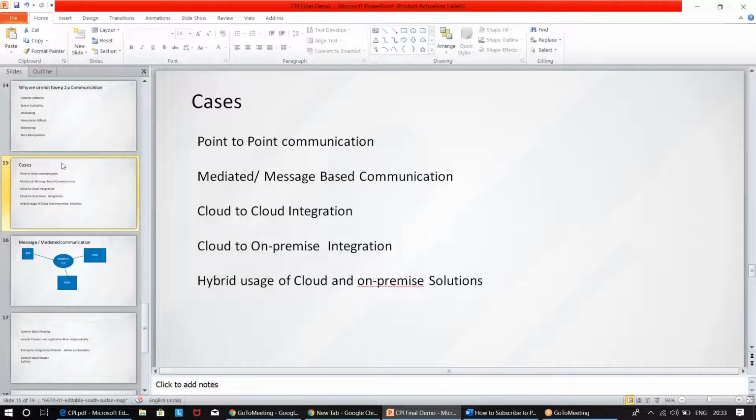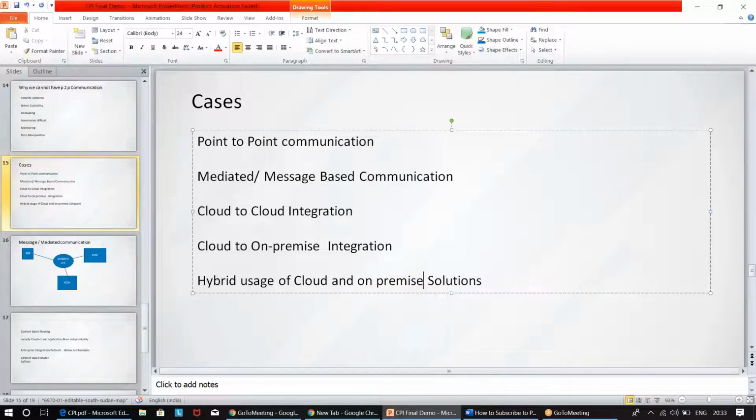Does anyone have any questions right now? We have talked about point-to-point, mediated or message-based communication, and we have to start now with cloud to cloud, cloud to on-premise, and the hybrid use case of cloud and on-premise solutions. By this time, in case anyone has any questions, put them into the chat box.